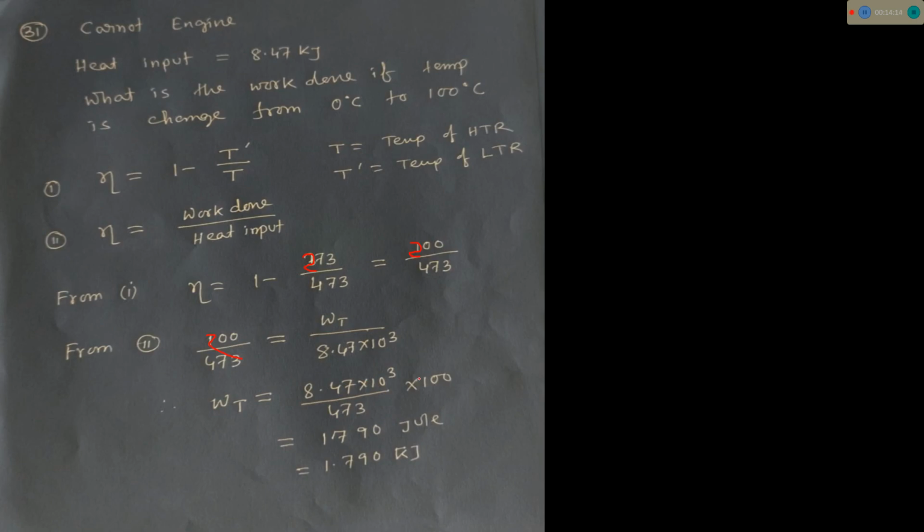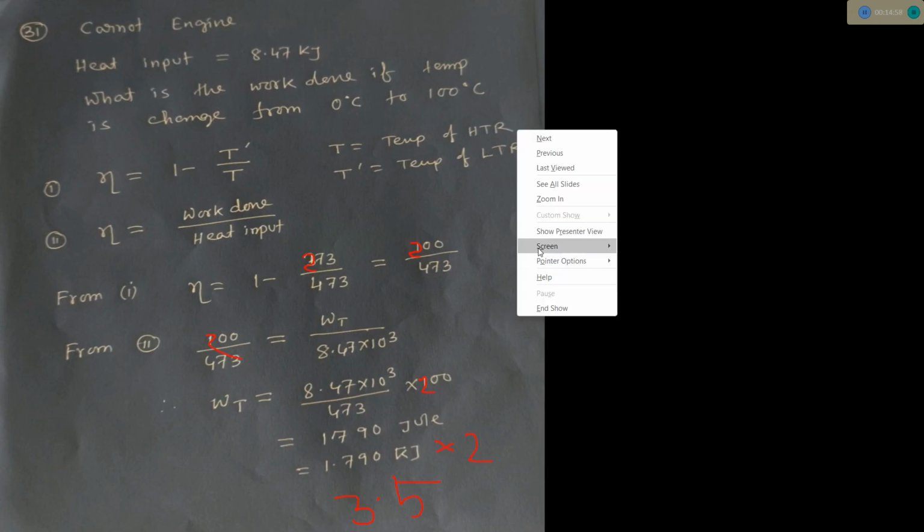So if we multiply with this 2, then it will become, so 1.79 into 2 means around 3.4 or 3.5. So if we multiply this into 2, then it becomes around 3.5 kilojoule. Sorry for this miscalculation. So this is also from Carnot engine.